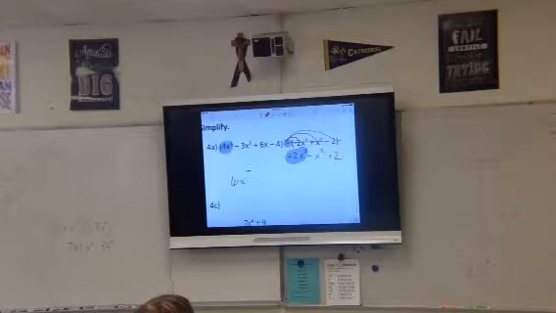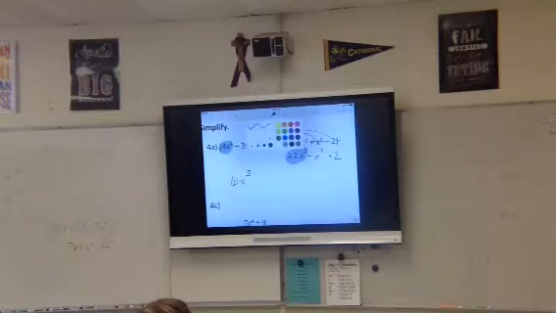6x to the third. Good. Okay, go to the next one there. We have got negative 3x squared and negative x squared. So Tessa, what do we get there when we put those together? So we add them, so we get negative 4x squared.